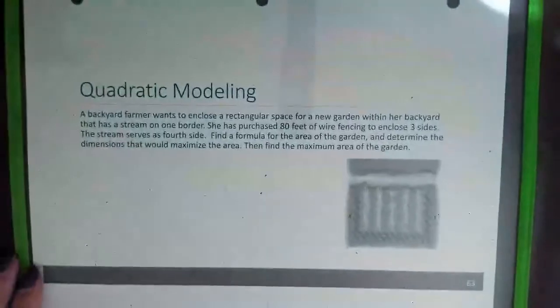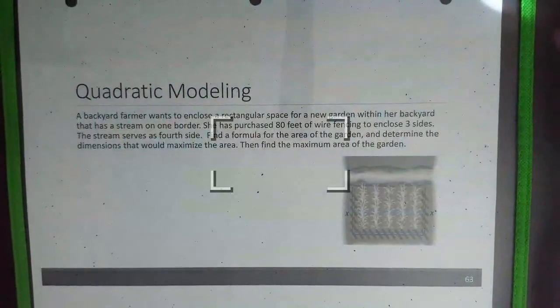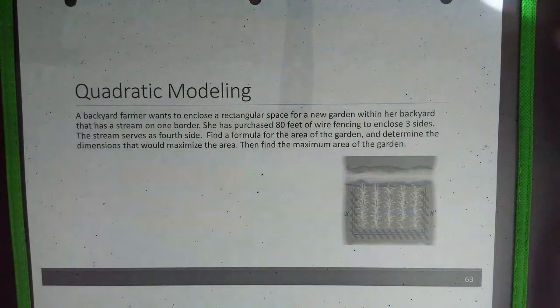One last problem to look at with quadratic functions. We're going to do a quadratic modeling problem. It says a backyard farmer wants to enclose a rectangular space for a new garden within her backyard that has a stream on one border. She has purchased 80 feet of wire fencing to enclose 3 sides. The stream serves as the 4th side. Find a formula for the area of the garden and determine the dimensions that would maximize the area. Then find the maximum area of the garden.